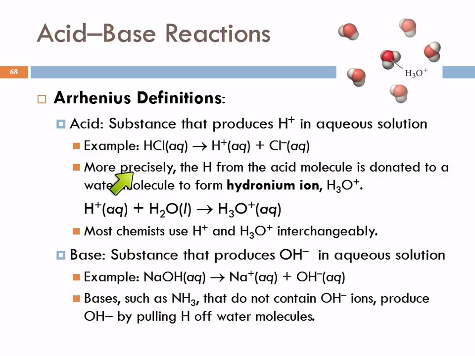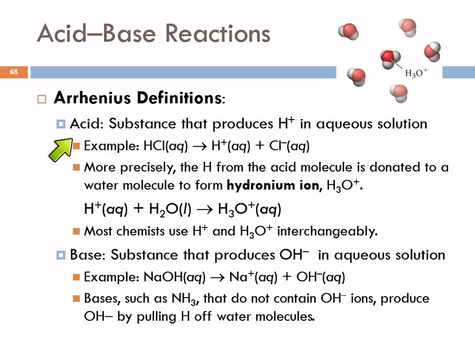molecule. So chemists often use H+ and H3O+ interchangeably, because just talking about H+ makes all the equations much simpler, but that doesn't actually reflect what's going on in the solution. The hydrogen ions are not going around all by themselves. They're actually on a water molecule. So hopefully that won't be too confusing.